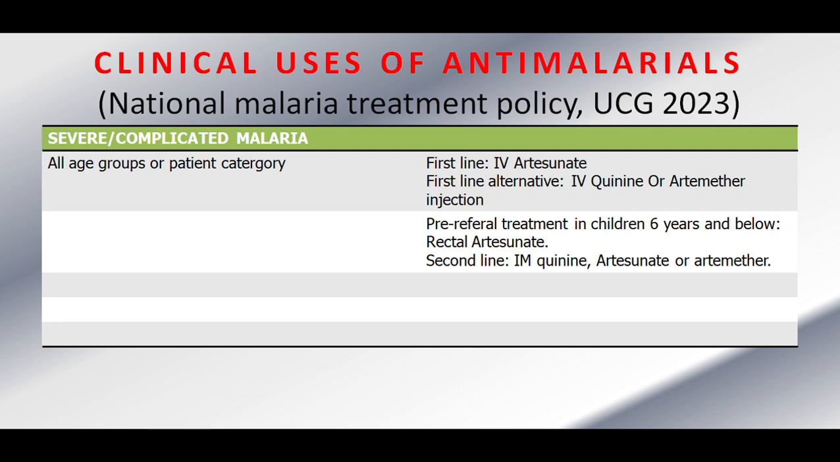So in this case, you are required to give a pre-referral treatment, and in children less than 6 years or 6 years and below, you give rectal artesunate. So rectal artesunate is a pre-referral treatment in children less than 6 years. Then second line, if you don't have rectal artesunate, you can give IM quinine or artesunate or artemether. So that is the management of severe malaria using antimalarials.